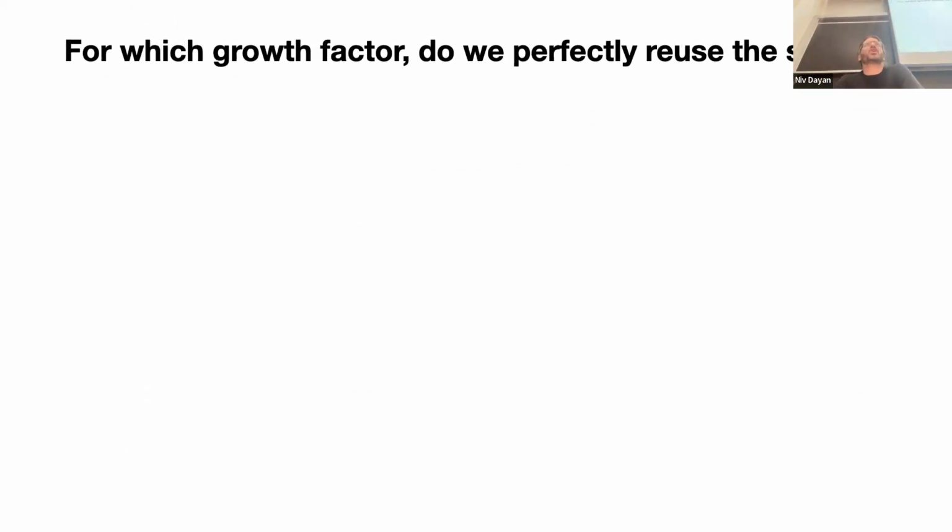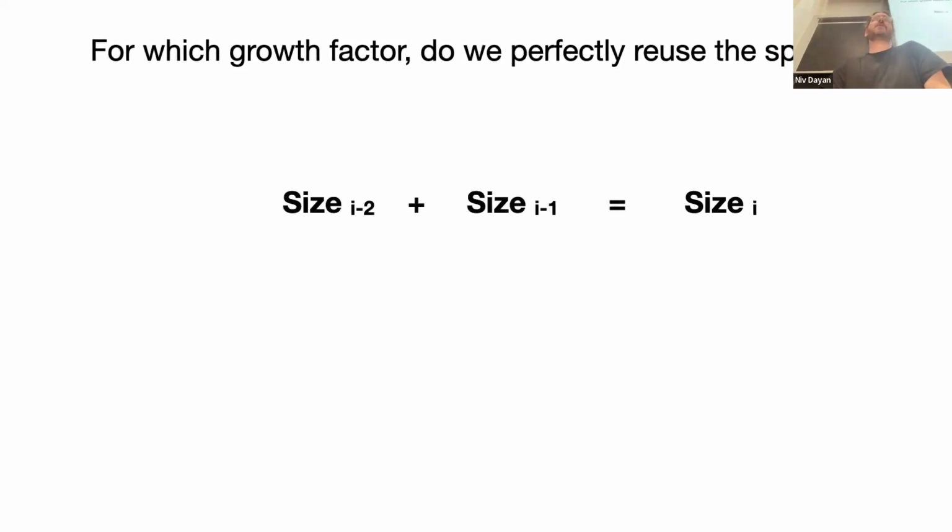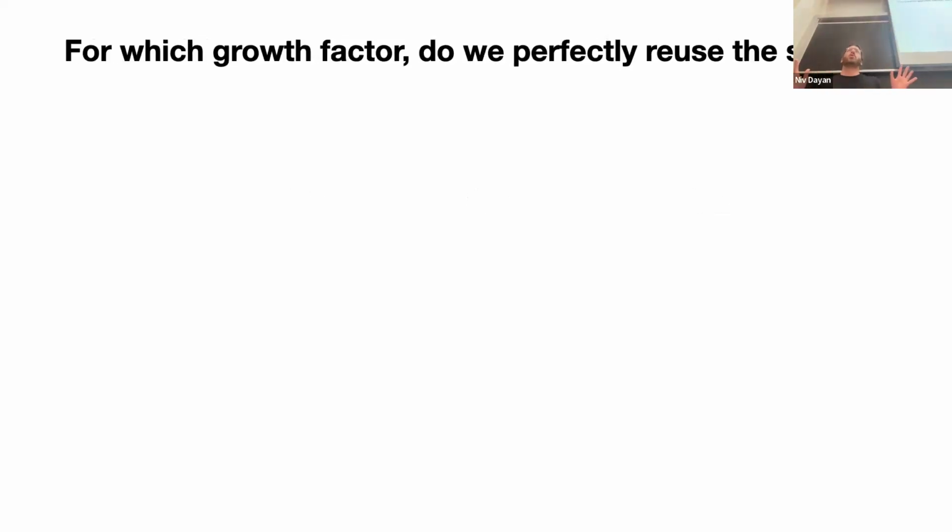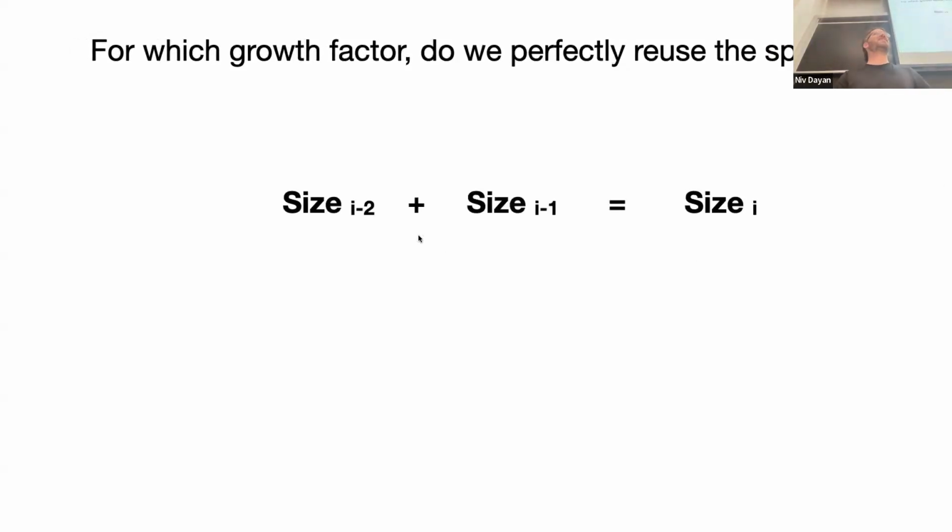Okay, let's get back to the question of which growth factor we should use to perfectly reuse the deallocated space. So what are the properties we need to hold for us to be able to do this? Something like this, but a little bit more precise. What we kind of want is for the size of the new thing to be equal to the sizes of the arrays in the previous 2 phases. Okay?